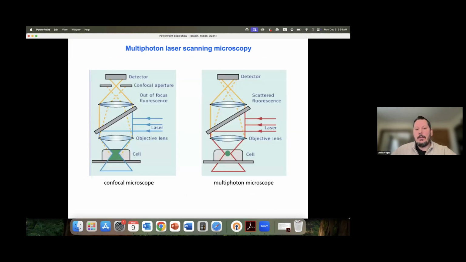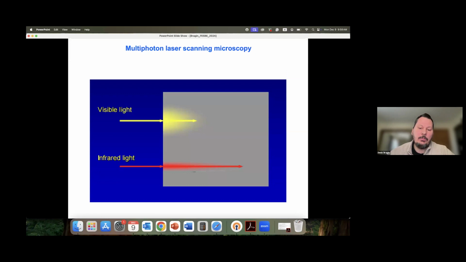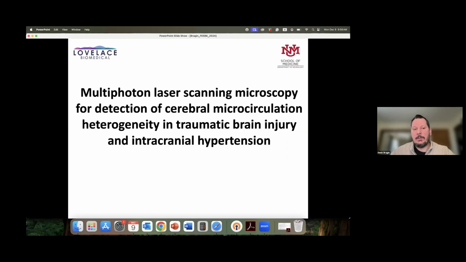So this is a schematic of multiphoton microscopy versus confocal microscopy. In confocal microscopy, good image resolution can be achieved with a change in the pinhole, while in two-photon or multiphoton microscopy, you don't need it because you have fluorescence only in the focal point. It also has better penetration because the excitation occurs in the infrared or near-infrared spectra, which has deeper penetration.